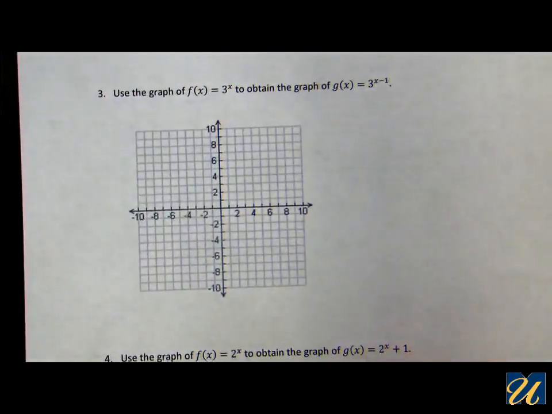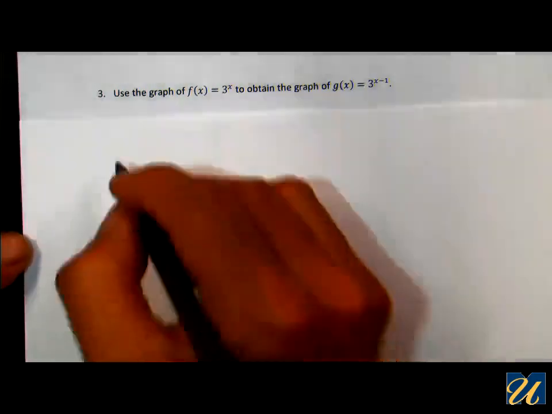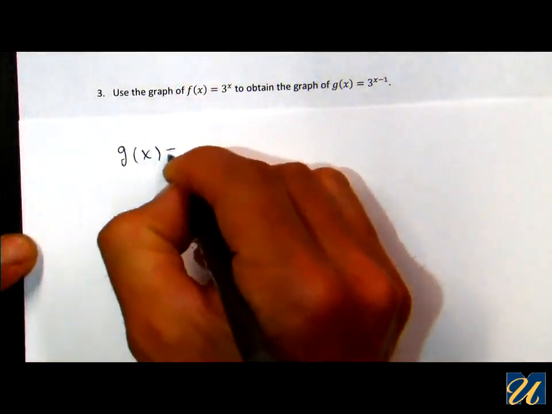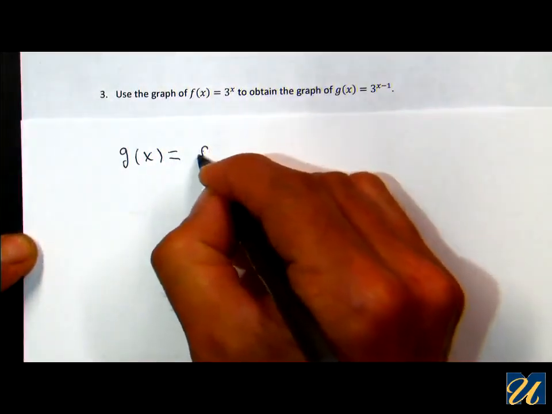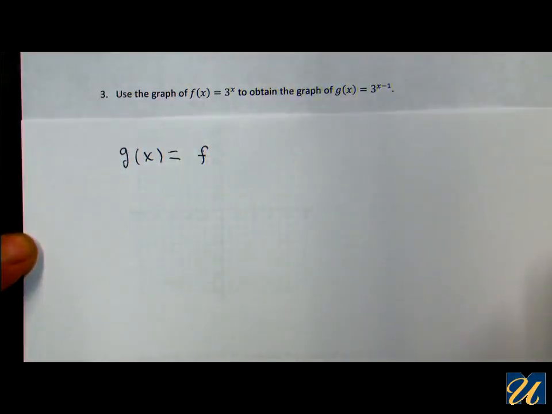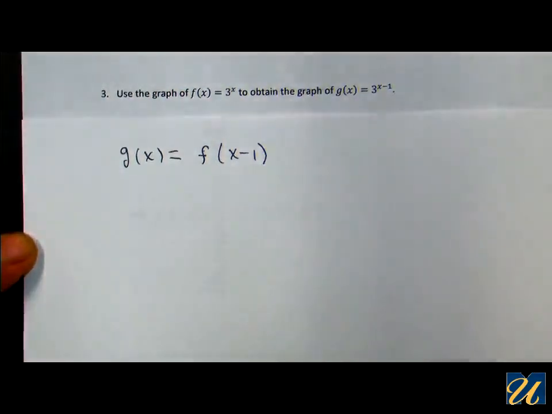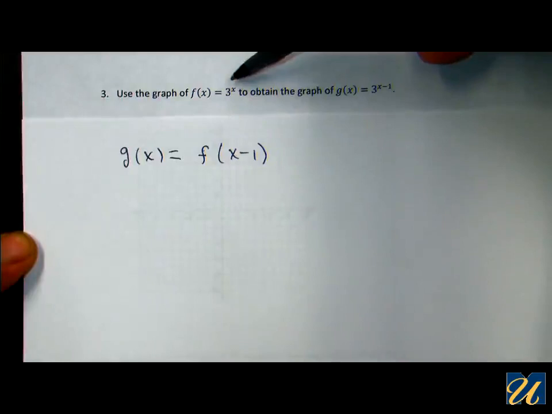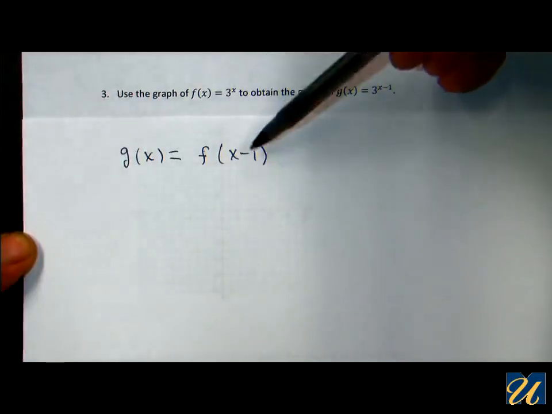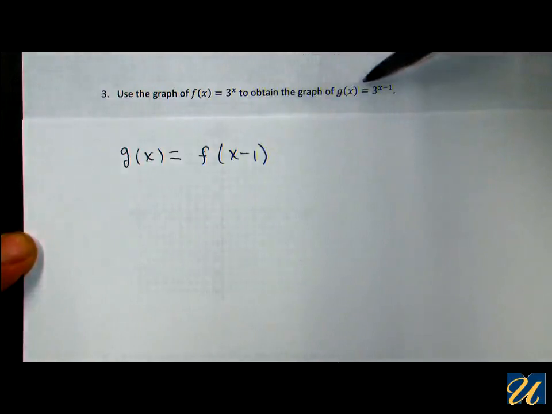Use the graph of y equals 3 to the x to obtain the graph of a new function, 3 to the power x minus 1. Okay. This is an example of a graph transformation. The function g of x is the same thing as the function f of x, except x is replaced by x minus 1. So f of x minus 1 means go to the function called f, replace the variable x by x minus 1, and when you do that, you'll have the function g.